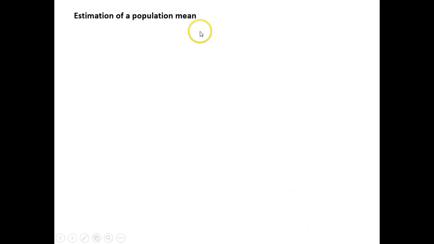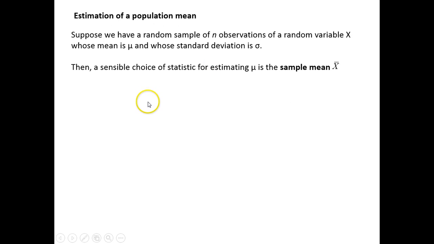An estimation of the population mean. Suppose we have a random sample of n observations of a random variable x whose mean is mu and whose standard deviation is sigma. Then a sensible choice of statistic for estimating mu would be the sample mean x bar.